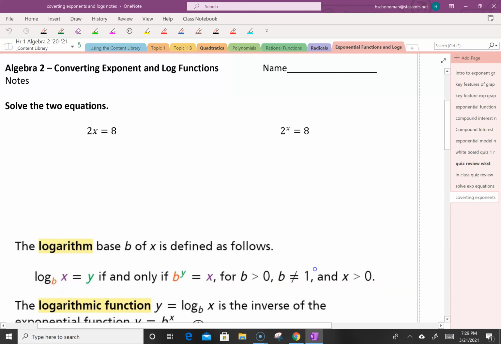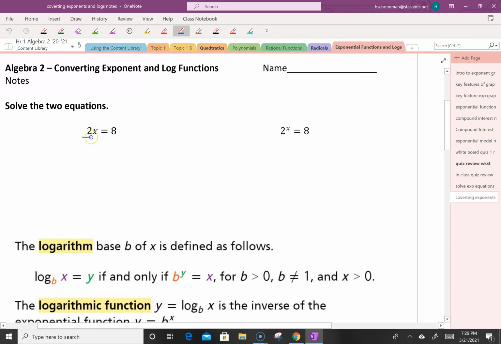Okay, this video is teaching us how to convert exponents to logs and logs to exponent functions. So today we're not actually solving anything. We're practicing converting them back and forth so that we have the ability to solve them later. Okay, so let's understand for a second why we have these log equations. So here are two equations that look very similar but are different.